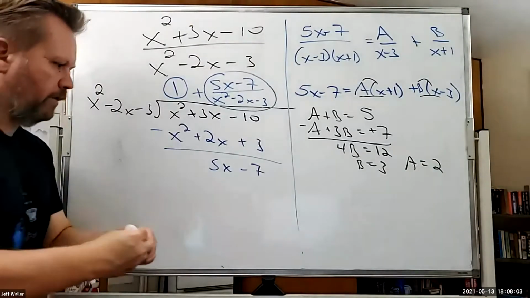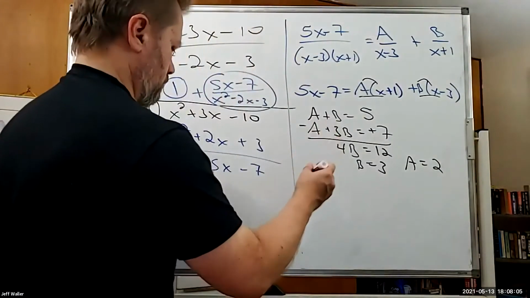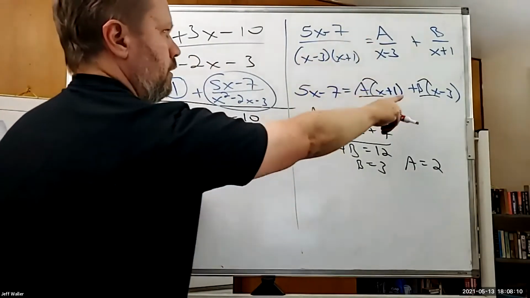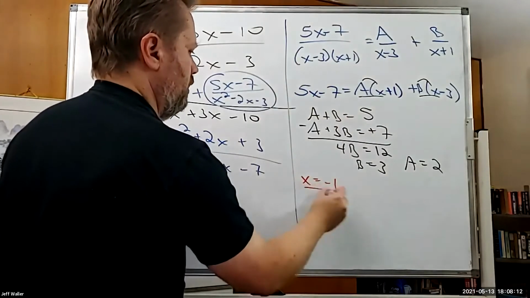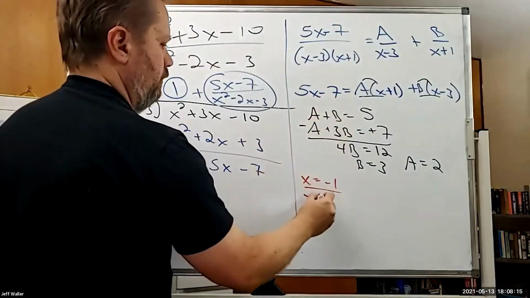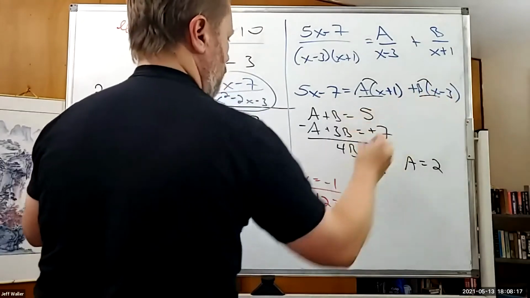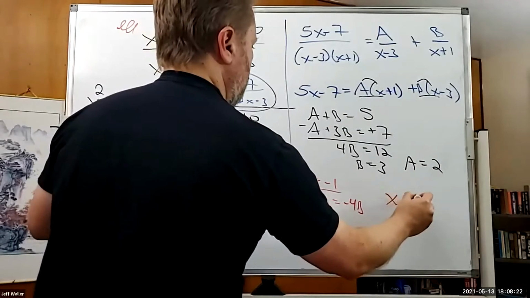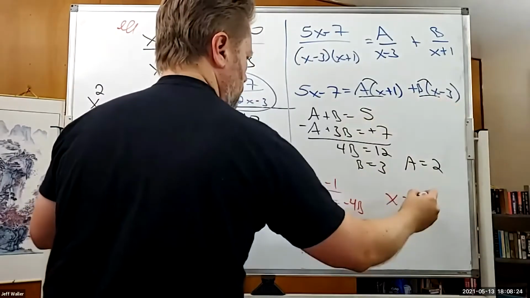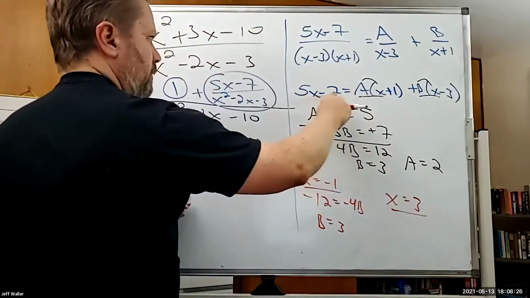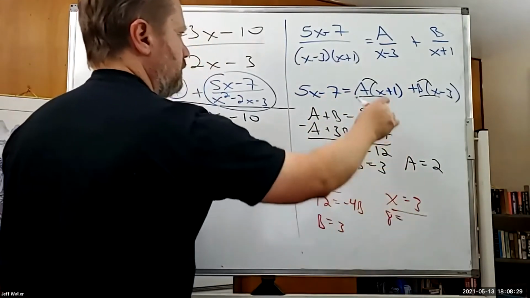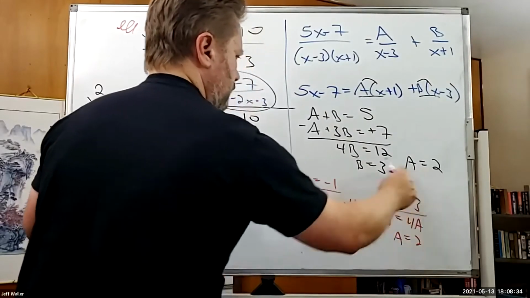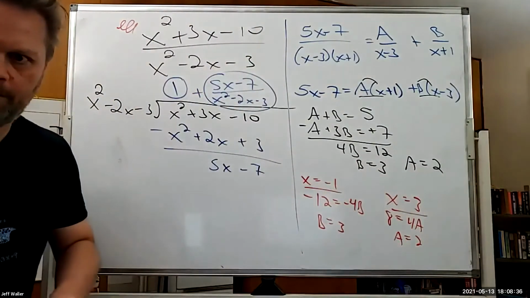Now, if you did it the other way, real quick: if I let x equal -1, that's -12 equals -4b. So b is 3. And if I let x equal 3, then I get 15 minus 7 is 8 equals 4a plus 0. So a is 2, the same thing I just got. Either way.